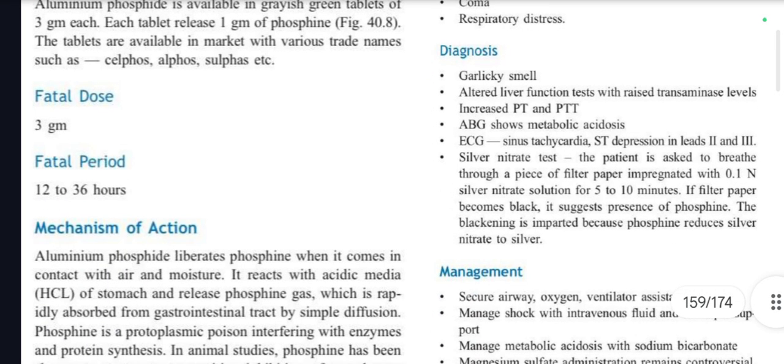What about the diagnosis? Garlicky smell. Very important. Now I'll ask you one question. What are the other poisonings in which you're going to find garlic smell, garlic odor? Find out. So in diagnosis, garlic smell is there, altered liver function tests with raised transaminase levels, increased PT and PTT, prothrombin time. Then ABG shows metabolic acidosis, ECG shows sinus tachycardia, ST depression in leads 2 and 3.